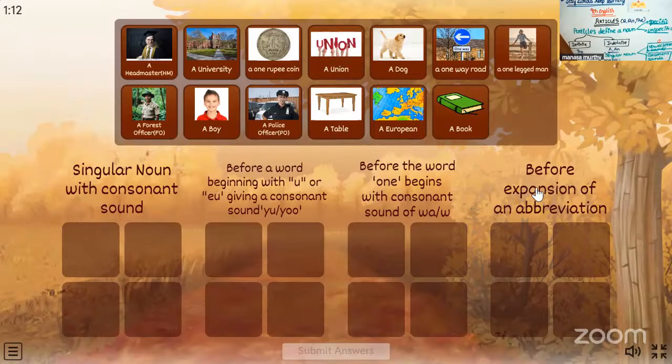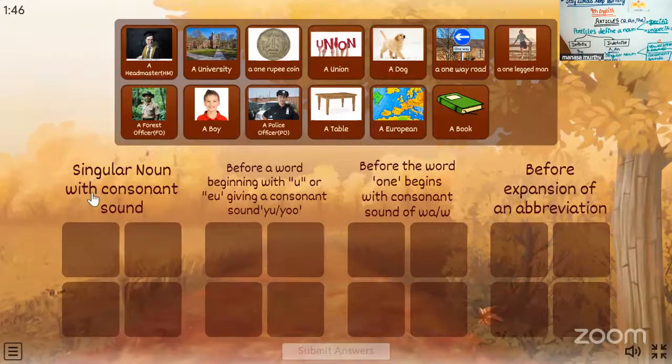Before the expansion of an abbreviation, we use this article. A headmaster, but we say it as an HM. We say an HM, but the abbreviation's expansion is headmaster. We say it as a headmaster. Okay. Correct. Good. Vowel letters with vowel sound take an. Good.